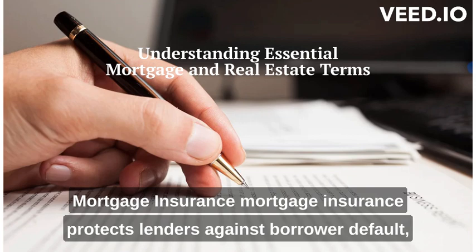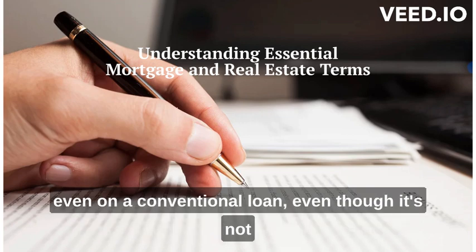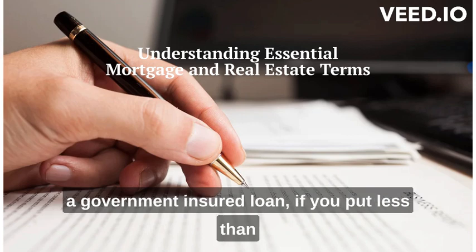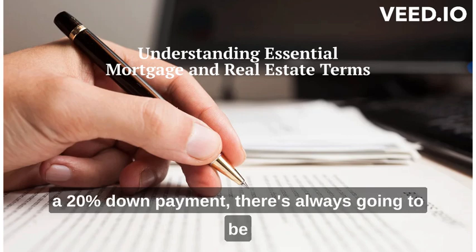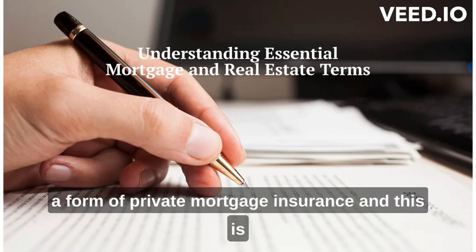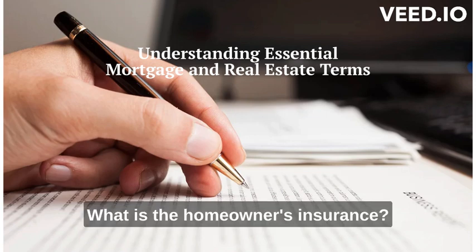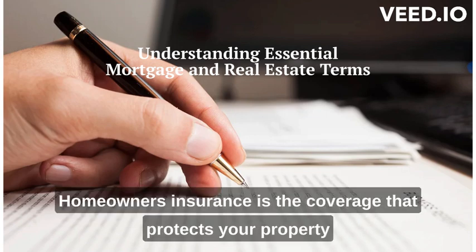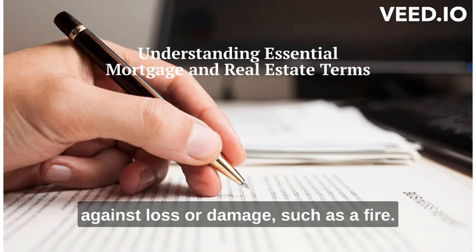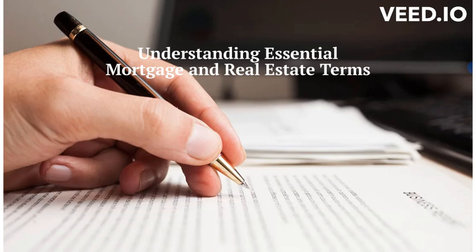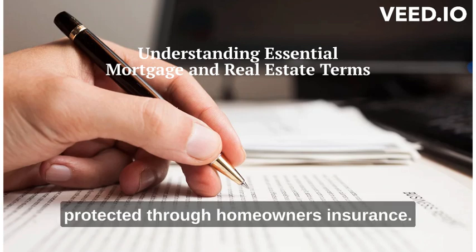Mortgage insurance protects lenders against borrower default. Even on a conventional loan, even though it's not a government insured loan, if you put less than a 20% down payment, there's always going to be a form of private mortgage insurance, and this is going to be additional to your mortgage payment. What is the homeowner's insurance? Homeowner's insurance is the coverage that protects your property against loss or damage, such as a fire. So you're going to be protected through homeowners insurance.